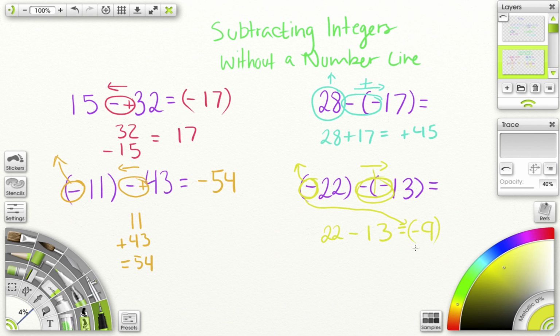So this is more practice for you guys. So you're going to be doing just the integers without the number lines, similar to how you did the addition worksheets. So you're going to have those available to you, and then Friday we are going into word problems.